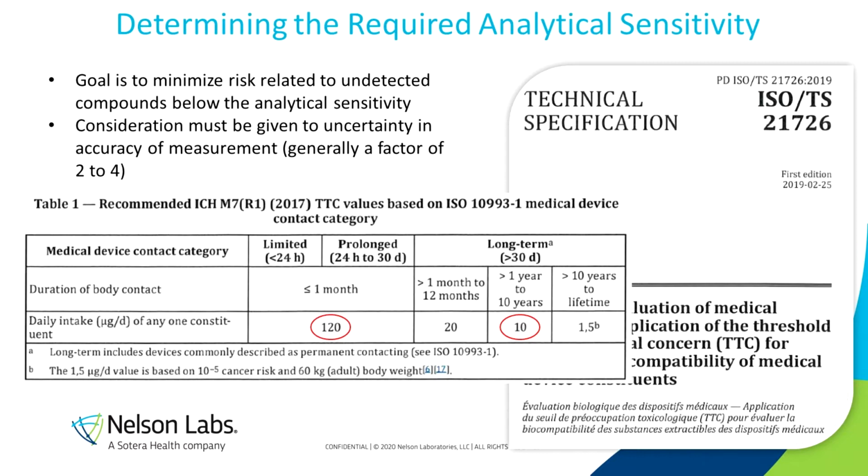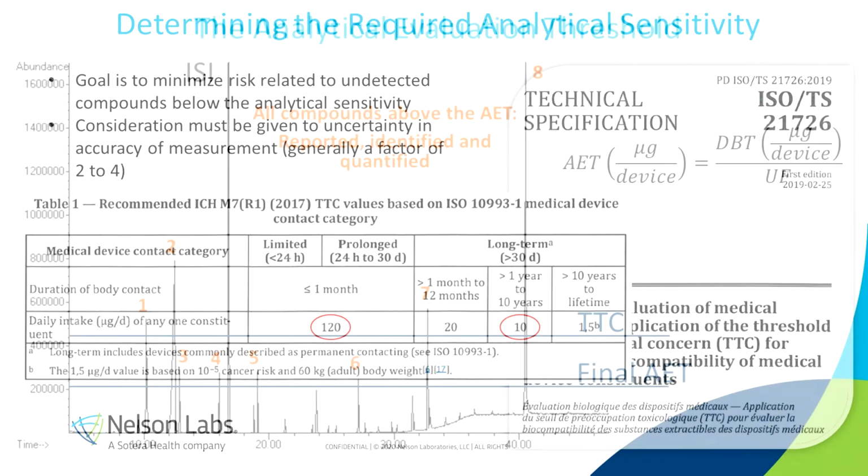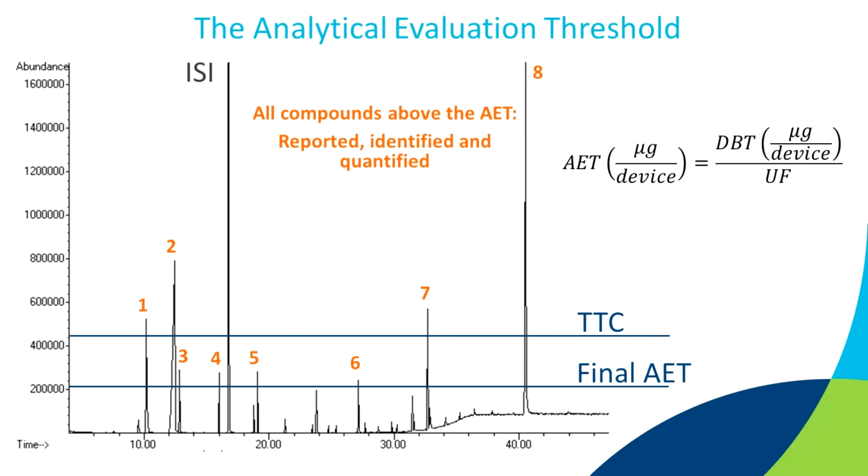And this threshold of toxicological concern is directly applied in figuring out what the analytical evaluation threshold should be. You can see the formula here on this slide where you take the TTC, and because we know that there's some uncertainty in the semi-quantification during a screening process, we would divide that TTC by an uncertainty factor. And again, this is a topic that's very hot, and we could spend quite a lot of time talking about just how to compute this uncertainty factor.